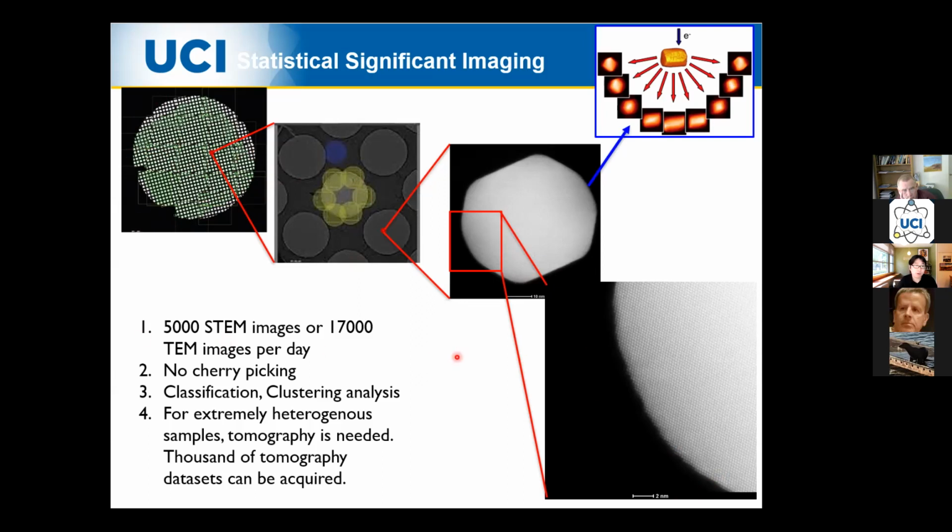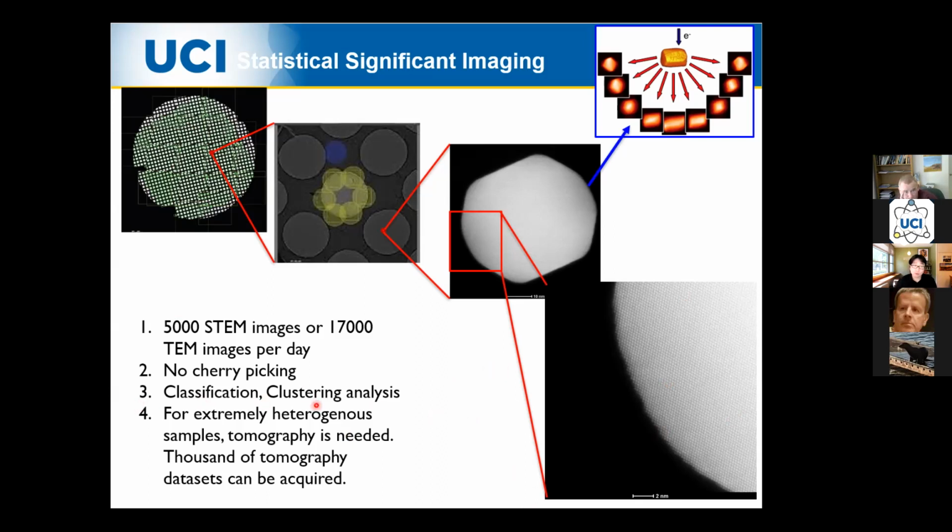For now, we can take about 5,000 STEM images per day. And if you're running your detector, these direct detection detectors, at full speed, you can basically generate almost petabytes of data a day. And the good thing here is that if you do it in this approach, there's no cherry picking, meaning that you can statistically sample all your samples.